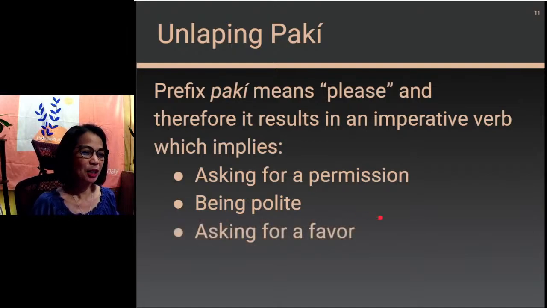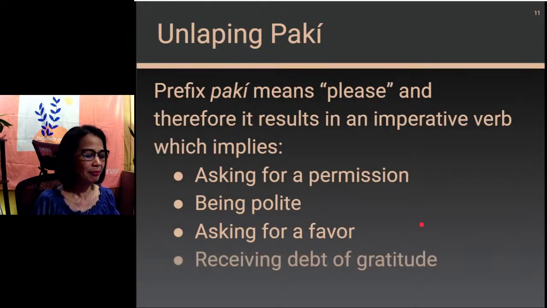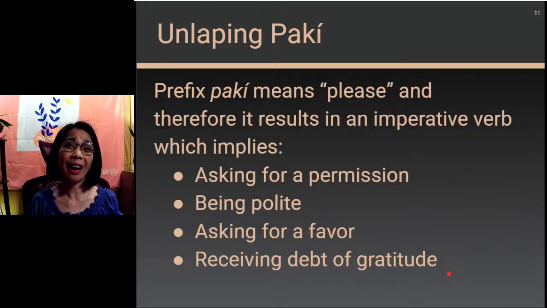Paki. And also asking for a favor. When we mean imperative, you would like somebody to do something for you, asking for a favor. It's nice to say paki. Receiving debt of gratitude. I don't know about American culture or Western culture how they think of debt of gratitude. But of course, this debt of gratitude is what we mentioned earlier. We call utang na loob.